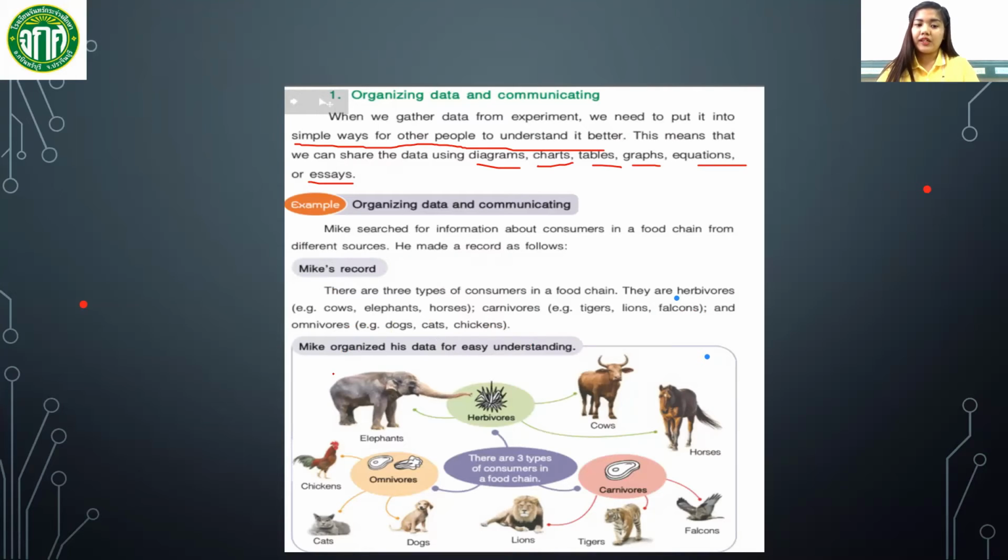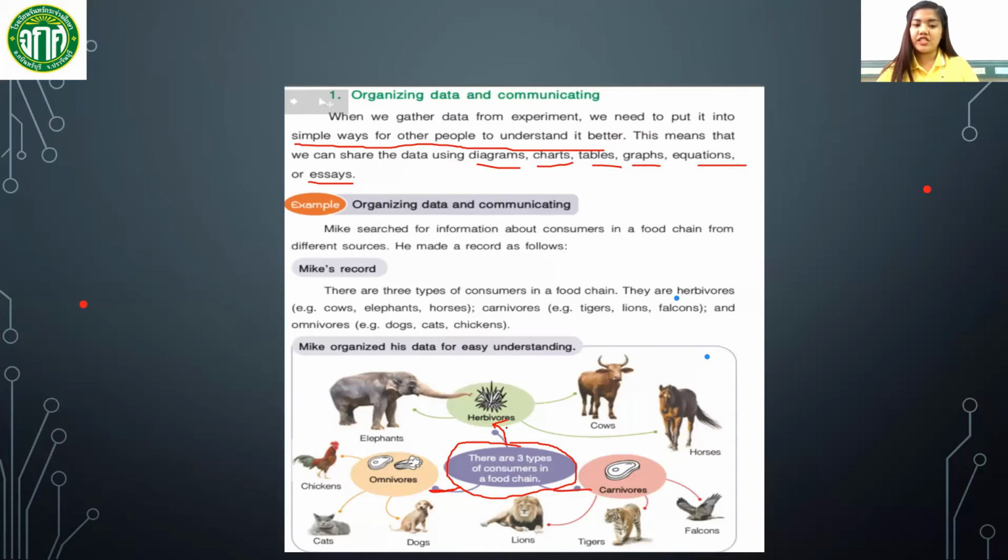Now, Mike organized the data, and so this is the result. All right, so he put there are 3 types of consumers in a food chain at the center. And then he put 3 arrows: herbivores, carnivores, and omnivores. So he divided the 3 types of consumers in a food chain.